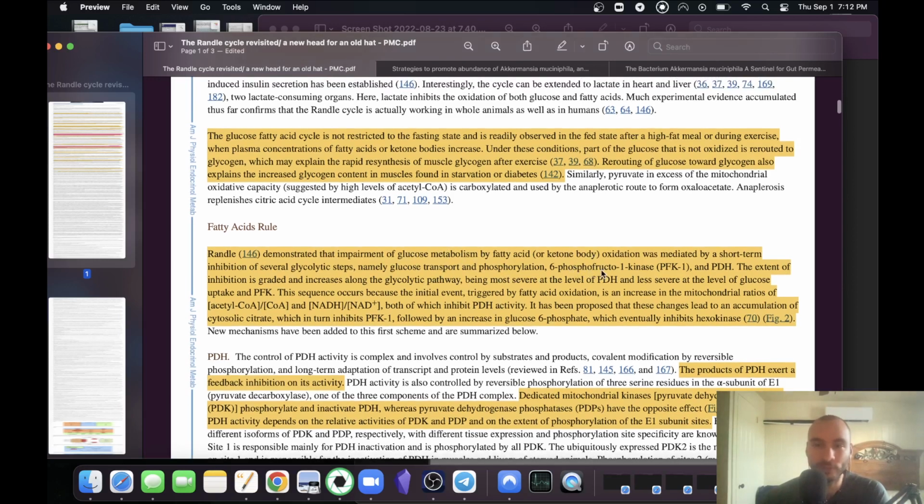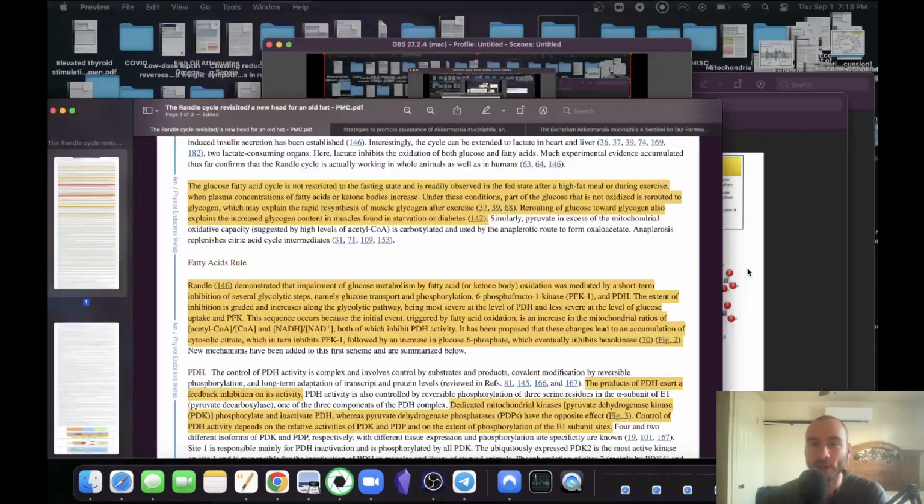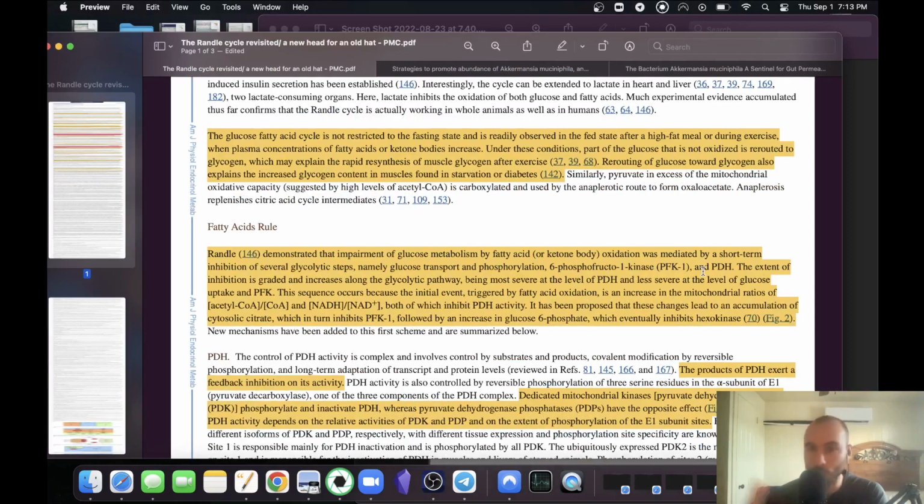The next one is 6-phosphofructo-1-kinase. This is an enzyme in the glycolytic pathway, an enzyme in the process of glycolysis. So this gets blocked to some extent, but again, this isn't the major enzyme that gets blocked by fatty acid oxidation. Now, pyruvate dehydrogenase is the major enzyme that gets blocked by fatty acid oxidation. And this enzyme is extremely important because it links glycolysis, the process of taking glucose and creating 2 pyruvate, to the Krebs cycle, where that pyruvate is converted to acetyl-CoA and eventually citrate. And then from there, it runs through the Krebs cycle.